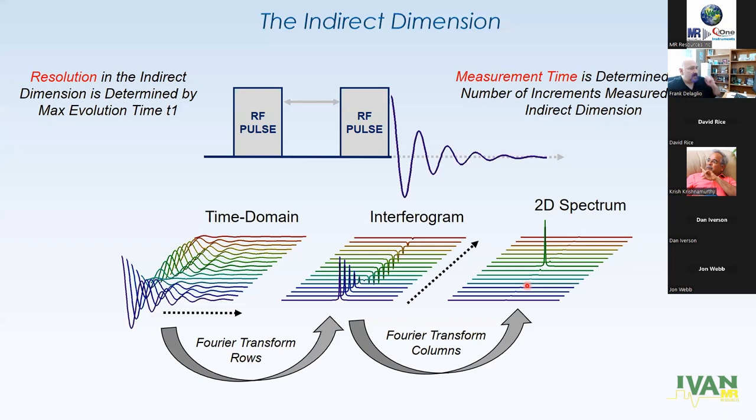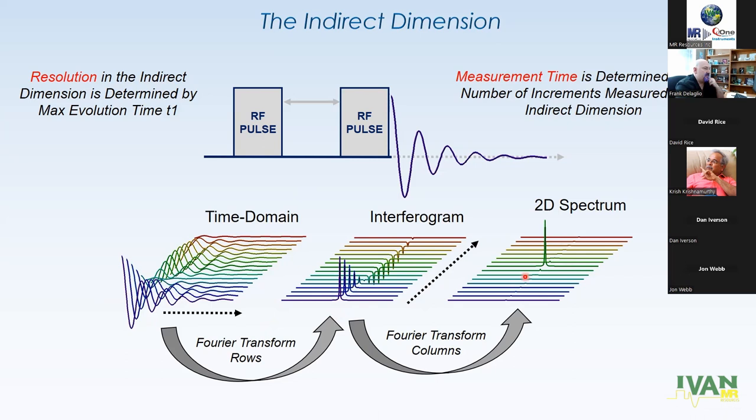Okay, so let's get to discussing specific kinds of analysis. And in our previous talks, we explained that in a two-dimensional experiment, we have a pair of RF pulses, and we systematically increment the evolution time between them. And at each of these evolution times, we acquire a 1D spectrum. And the point of these increasing evolution times is to modulate the signals across this series of 1D spectra, such that when we Fourier transform the rows of this measurement, we get an interferogram where we can see a given signal modulate in intensity in this indirect dimension. And then when we Fourier transform this in the indirect dimension, we get a 2D spectrum.